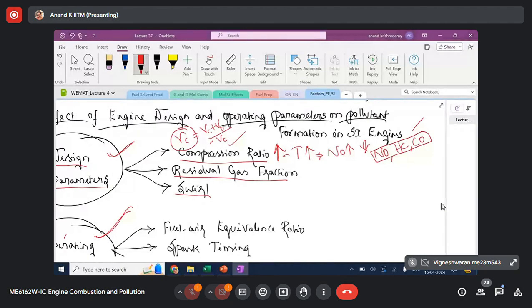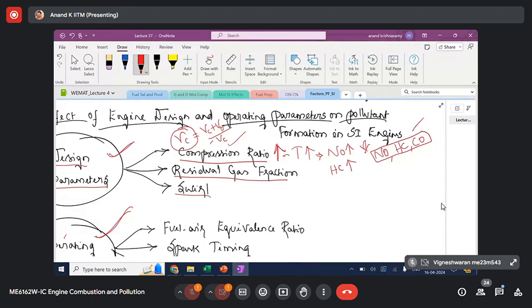Now, what will be its effect on HC, unburnt hydrocarbon emission? If you increase compression ratio, what effect it will create on HC? Again, you have to recollect the mechanism behind HC formation in SI engine. Whatever mechanism we have discussed, please recollect and comment on what will happen to HC if you increase compression ratio. It will increase, sir, because we are pushing more charge to the crevice volume. Exactly. So when you increase compression ratio, HC will also increase.